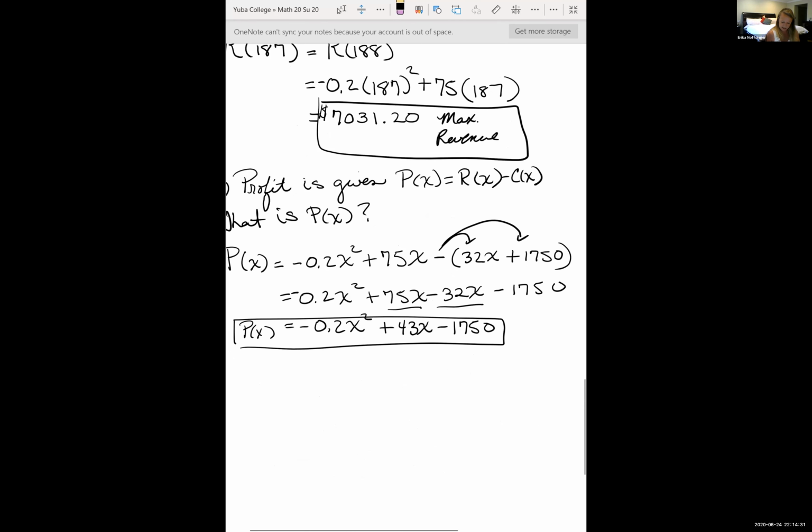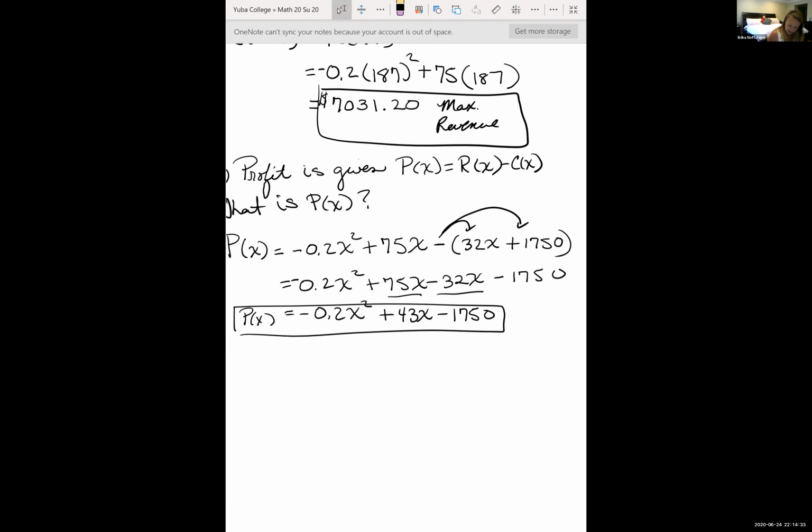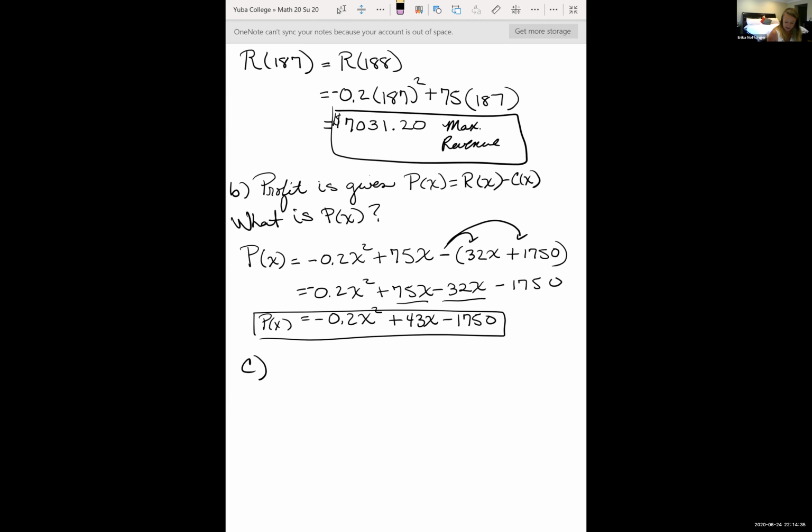And last question, C, how many wristwatches should be sold to maximize profit? And what is the maximum profit?